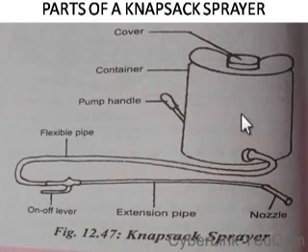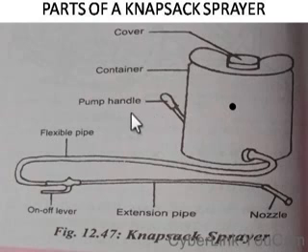Here is a sample. This is part of a knapsack sprayer. It has a cover, and inside the cover there is a sieve that sieves any material that could clog the nozzle here, because if the nozzle is clogged, the chemical solution will not be able to come out freely, and this will hinder the functioning of the knapsack sprayer. Here is the container, or you can also call it tank.